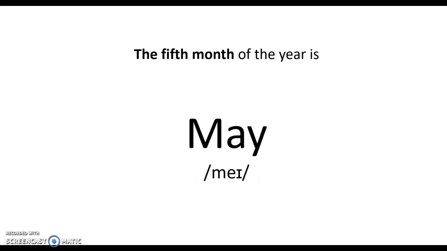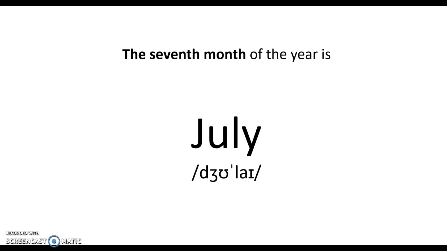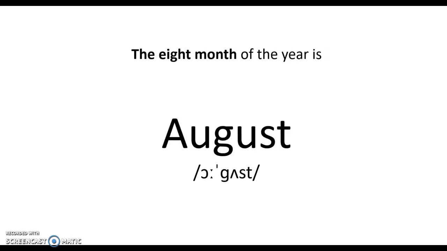The fifth month of the year is May. The sixth month of the year is June. The seventh month of the year is July. The eighth month of the year is August.